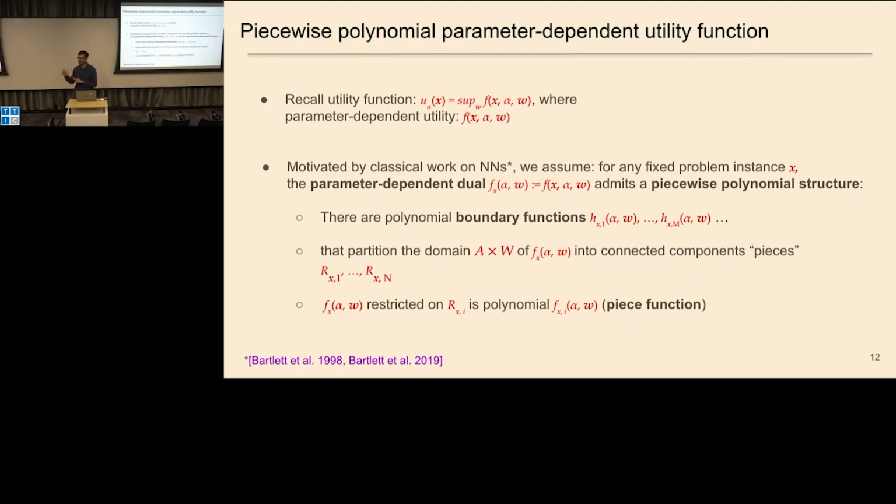And there are well-studied cases where this parameter-dependent dual has a nice piecewise polynomial structure. For example, if your activation functions are piecewise linear or piecewise polynomial, then this parameter-dependent dual will be a piecewise polynomial function where you can bound the degrees in terms of the number of layers and nodes in your neural network. Essentially, you will have boundary functions which are polynomials in both alpha and W. You can partition the domain into pieces, and within each piece, the network's behavior will also be polynomial, and you can bound the degrees of both the boundary functions and these piece functions.